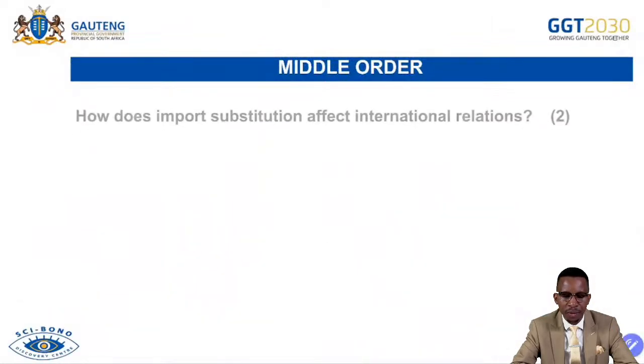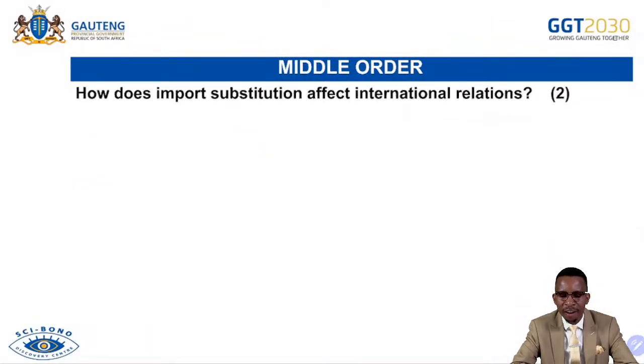And then we continue. How does import substitution affect international relations? Remember, import substitution is whereby the country decides to replace the former imported goods and services with locally produced goods and services. The main aim is to encourage local firms to produce more of the particular product, and also to encourage local consumers to demand the locally produced goods and services instead of demanding imports.